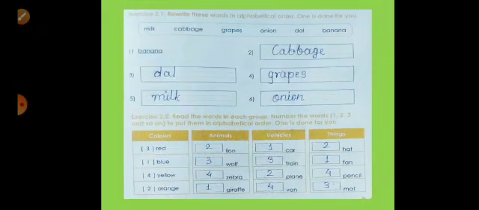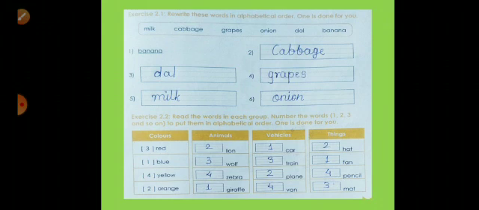Next is exercise number 2.1. Here is the vocabulary section and we will see the alphabetical order. Okay, the alphabet starts with the letter A and finishes with the letter Z. So we always write the letters of the alphabet in the same order. Okay, so this order is called alphabetical order.